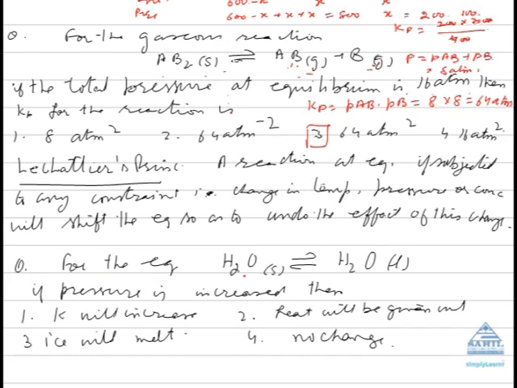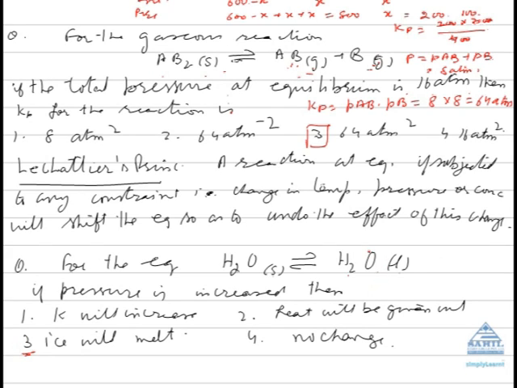For the equilibrium, water solid giving you water liquid. If the pressure is increased, then, dear students, generally pressure does not affect if the gases are not involved. But here you know, water in the form of liquid has lesser volume as compared to solid. So when you apply the pressure, this equilibrium will shift in the forward direction. Hence, ice will melt. So the correct answer will be third.